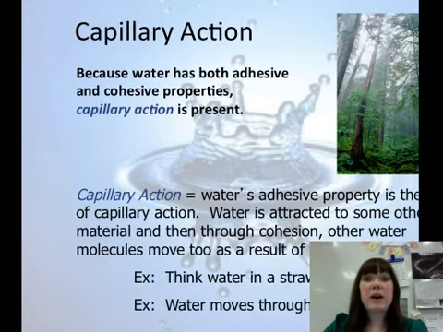Because water has these adhesion and cohesion properties, then we also see something called capillary action. And this is water's ability to kind of climb up through a substance. So think about a straw. When you suck water through a straw, it has no problem moving up through the straw, and that's because it clings to itself and it clings to the straw. And this is also how water is able to move up from the roots of trees, up through the trunks of trees, and out to the leaves.